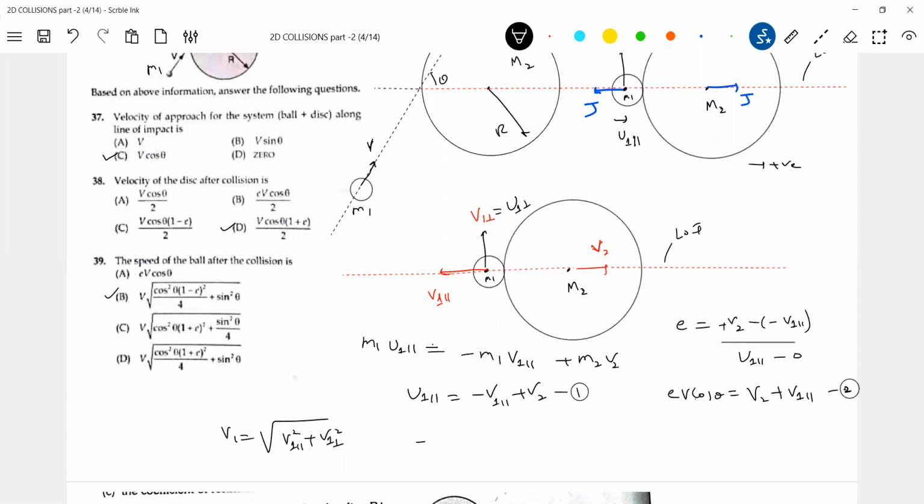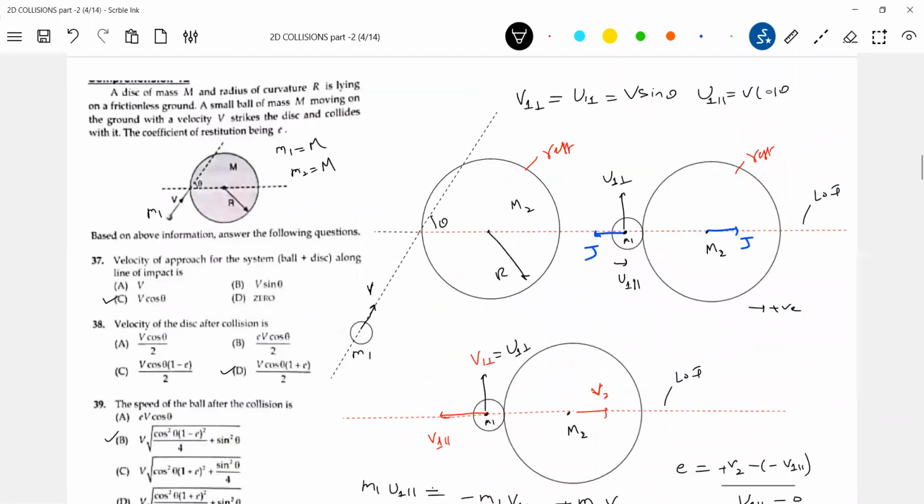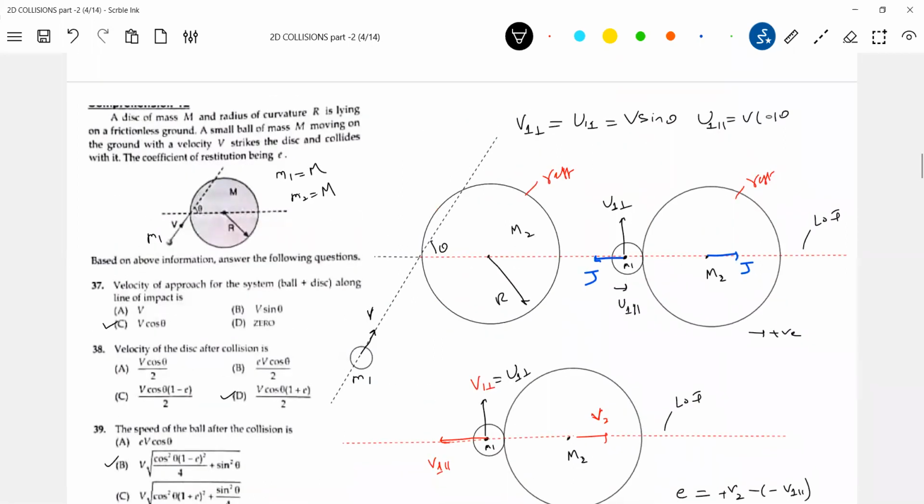Now let's come to the velocity of the disk after collision and the speed of the ball after collision. I think that's what v2 and v1 they're asking. Then afterwards, the velocity of approach of the system, ball plus disk, along the line of impact. What is the velocity of approach? Only v cos theta, no? Because the disk is at rest.